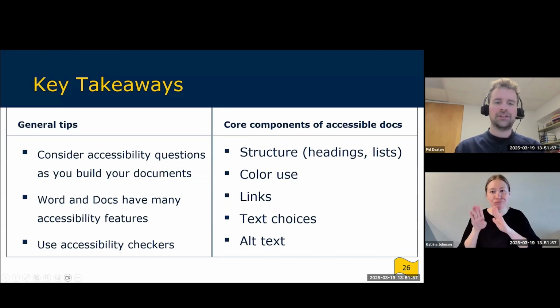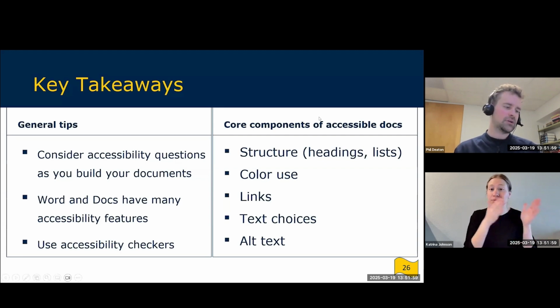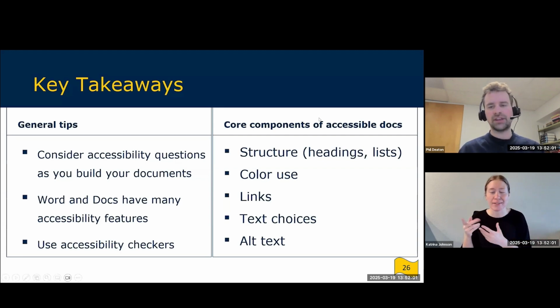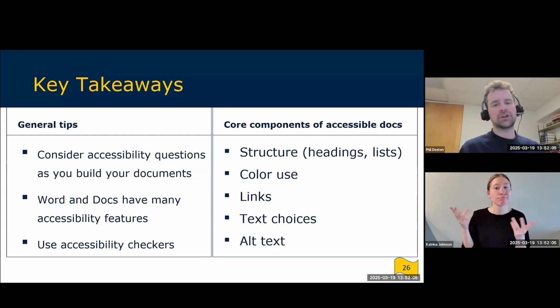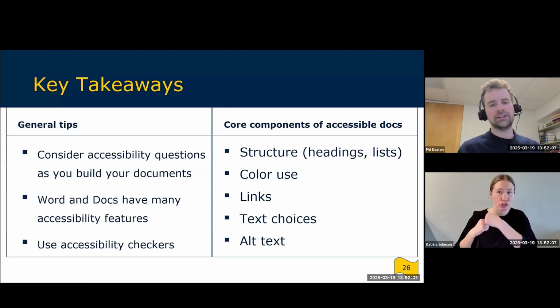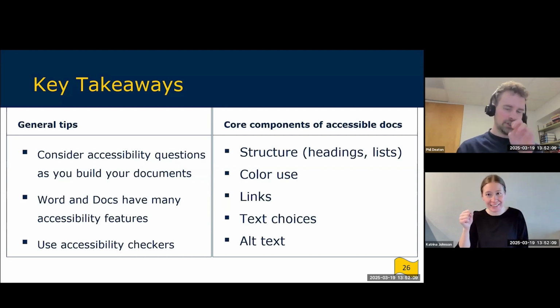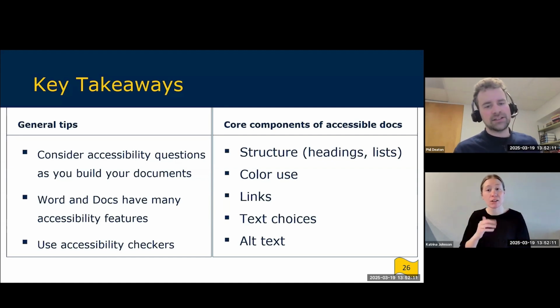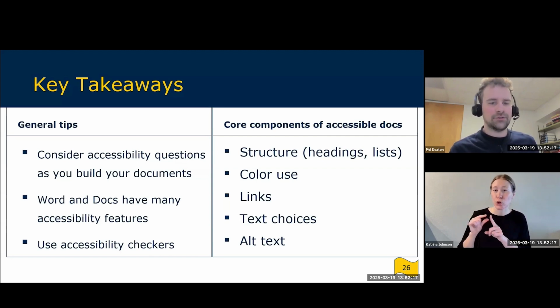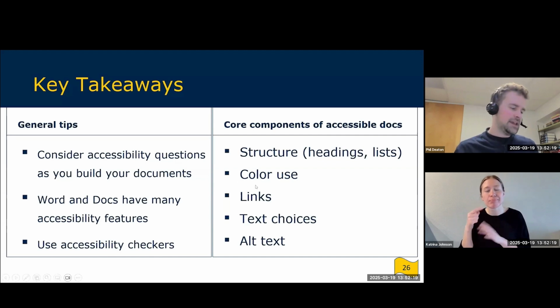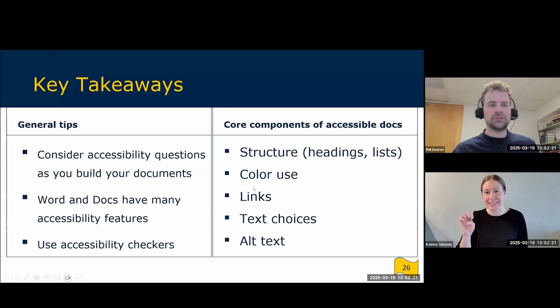And kind of on the right side of my screen here, we've got some core components of accessible docs. So thinking back to those general accessibility considerations, you should think about your structure, such as through headings and lists. You should think about colors that you're using, link text, different choices that you make around text and typography, for example, using sans serif font faces, and alt text. If you're using images, you should have text alternatives.